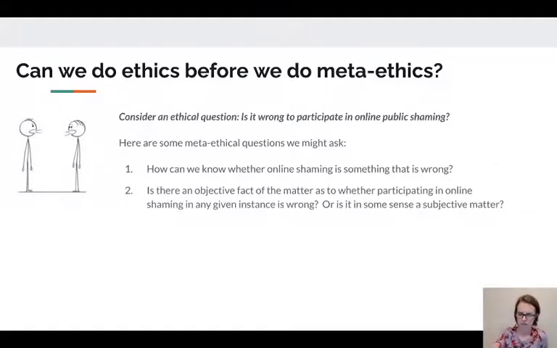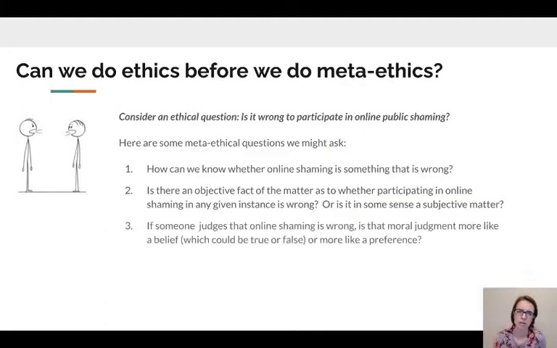Is there even an objective fact of the matter as to whether participating in online shaming in any given instance is wrong? Or is this, in some sense, something that's subjective? And you might think you should ask, well, if someone judges that online shaming is wrong, is that moral judgment more like a belief, which could be true or false? Or is it more like a preference, just something you like or dislike? And indeed, you might think that in some sense, you should be able to answer these kinds of questions before you are able to answer the question, is it wrong to participate in online public shaming? So this is the kind of worry you might have about doing ethics before you do any meta-ethics.